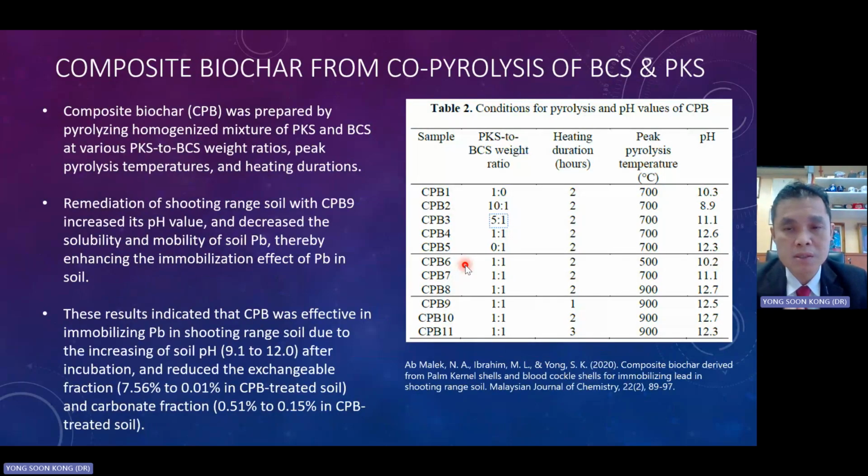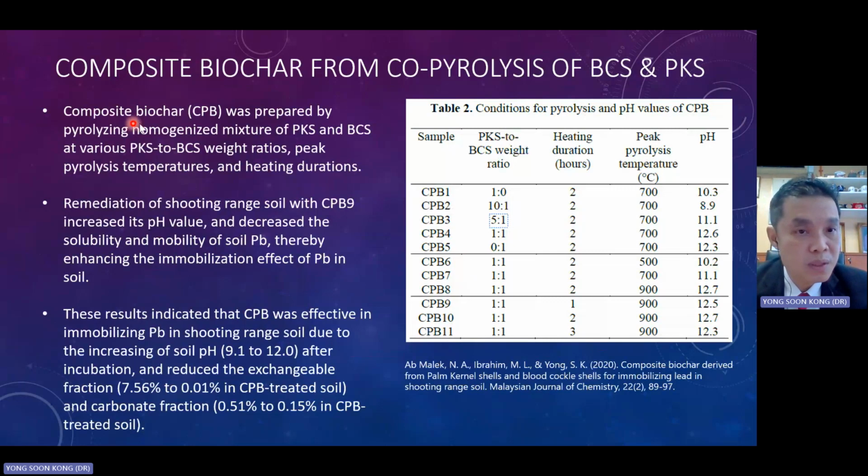So this research was conducted in 2020 by one of my students, in which she combined the biogenic calcium, which is blood cockle shell in this case, together with palm kernel shell, and she pyrolyzed it. Instead of calcite, she pyrolyzed it to get a composite biochar.